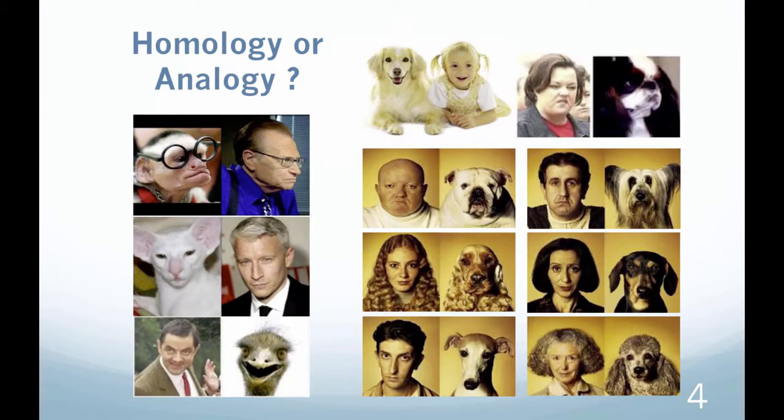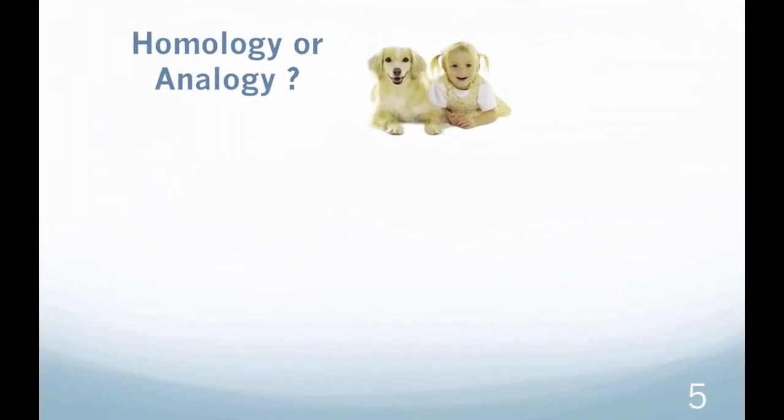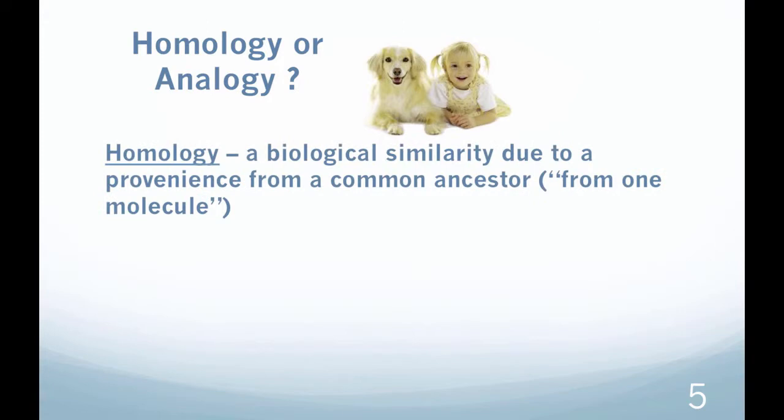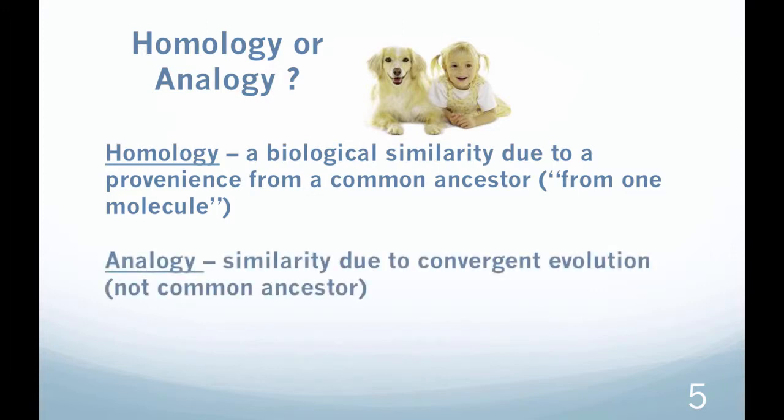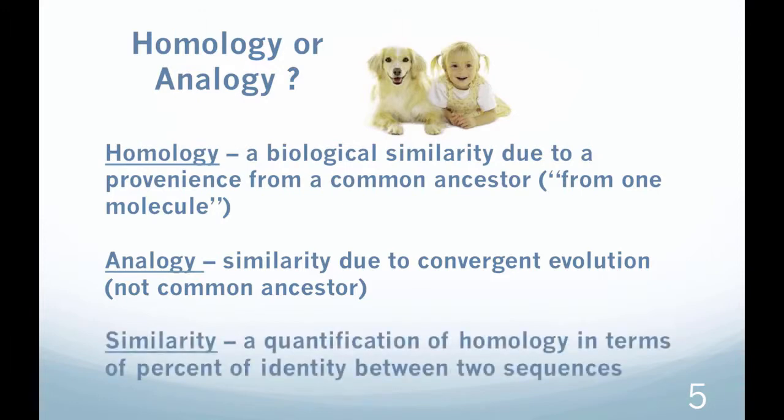primarily visual. In biology, the definition of homology means that the two species or sequences share a common evolutionary ancestor or are derived from one molecule. The analogy is a similarity that is due to convergent evolution, development of similar traits in response to environmental pressure or selection. Similarity is just a quantification of the homology in terms of percentage identity between two homologous sequences.